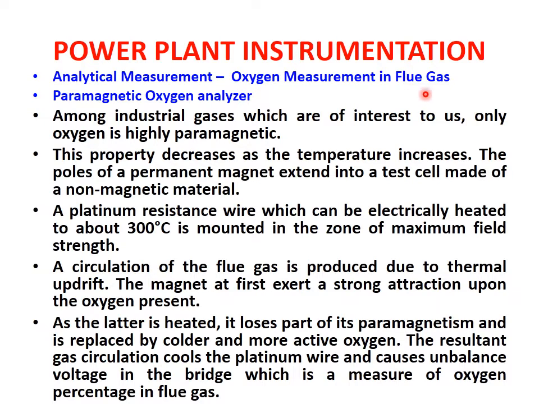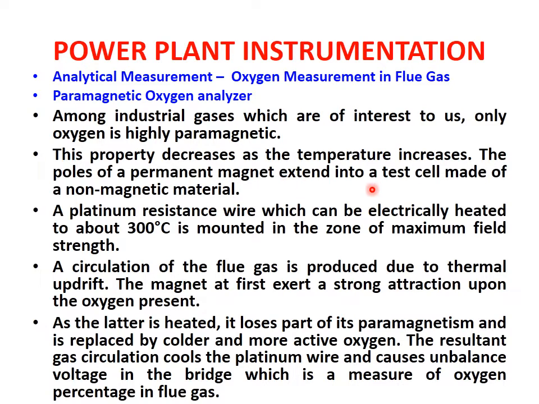Analytical measurement, then in that sub point oxygen measurement in flue gas, and in that the paramagnetic oxygen analyzer. Among industrial gases which are of interest to us, only oxygen is highly paramagnetic. So therefore we are using this paramagnetic oxygen analyzer, because mostly the oxygen gas is highly paramagnetic in nature. This property decreases as the temperature increases. So the paramagnetic property will decrease for the oxygen as the temperature increases.